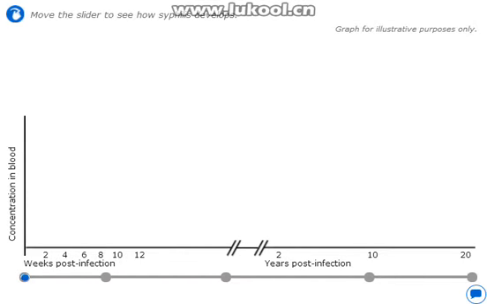Syphilis is a multi-stage disease with diverse and wide-ranging manifestations. The infection can be split into primary, secondary, latent, and tertiary phases. Move the slider to see how the infection develops.